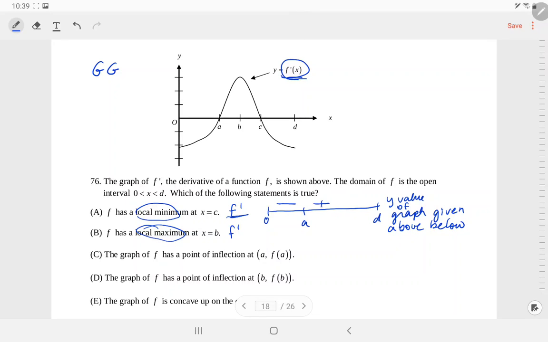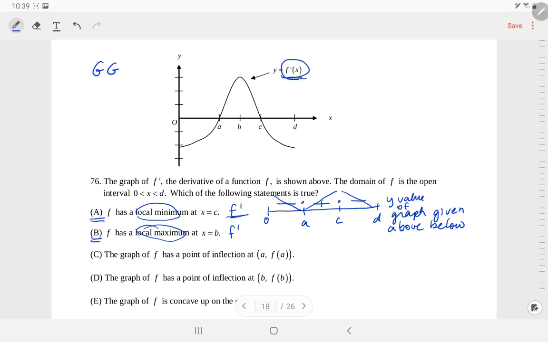Then it's above until where? C. And at C and A, there's 0. And from C to D, below. And this is going to be for both A and B. Local min, local max. Okay, so let's see. Decreasing. F is decreasing. F is increasing. And F is decreasing.